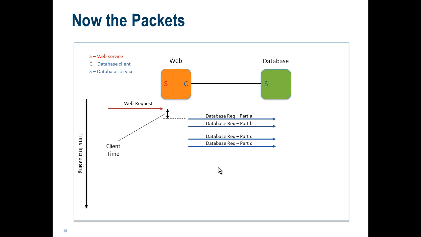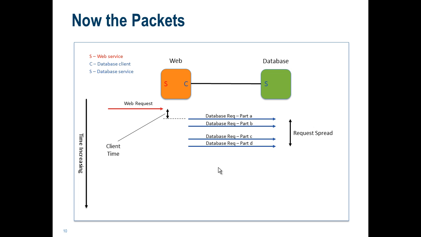Then the web server may want to insert a record into the database. Maybe the data that has to flow in that insert is larger than can be accommodated in one packet, and so we see four packets flow. Now, those four packets would generally flow as quickly as possible, but there are some limiting factors.